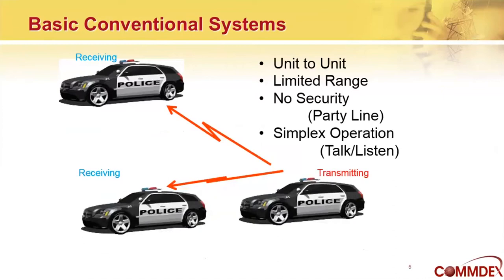So let's talk about some basic conventional systems that are out there. Here we have vehicles that are talking in conventional simplex. They're single frequency. They can only talk unit to unit. They can only talk as far as the signal can transmit to the horizon. So they have a limited range. There's really no inherent security yet. So it's a line of sight operation, and it's simplex. You can only talk or listen at one time.